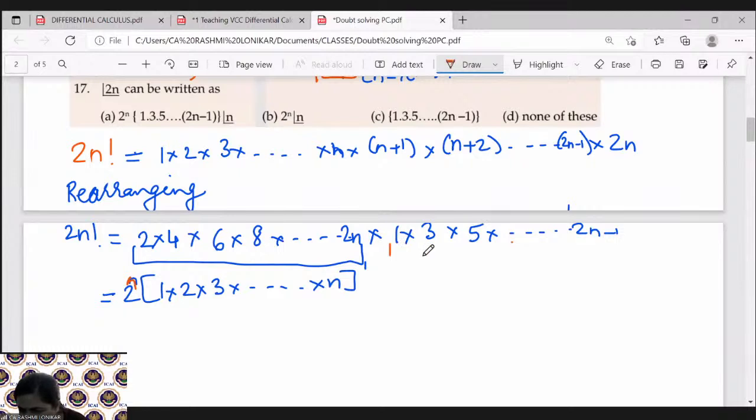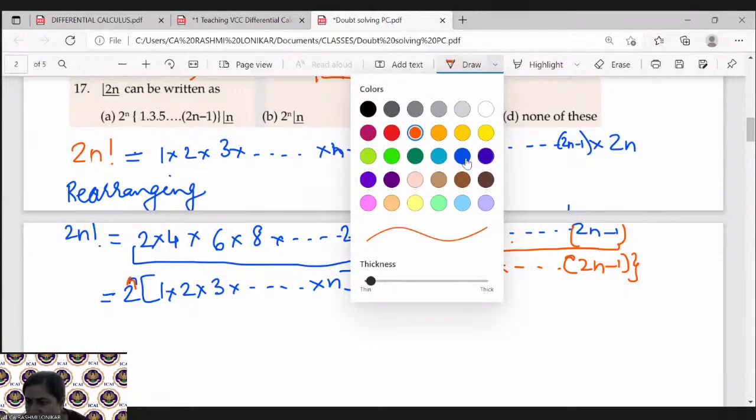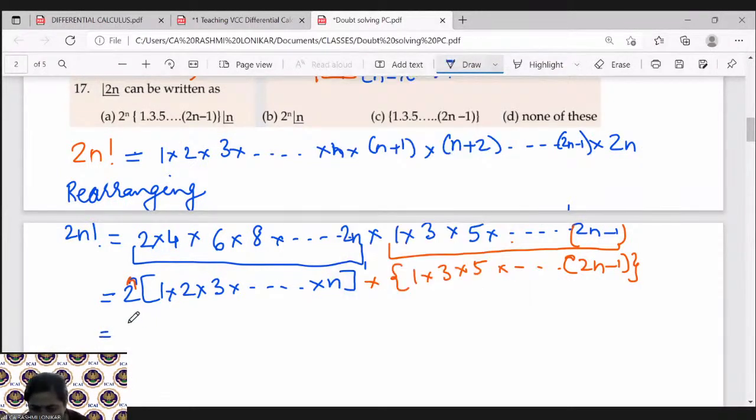Now I consider this. So what is this? This is already given in this bracket. So into 1 into 3 into 5 into so on up to 2n minus 1. So I have, now this is what? This is 2 raised to n. Now what is 1 into 2 into 3 up to n? This is nothing but n factorial.